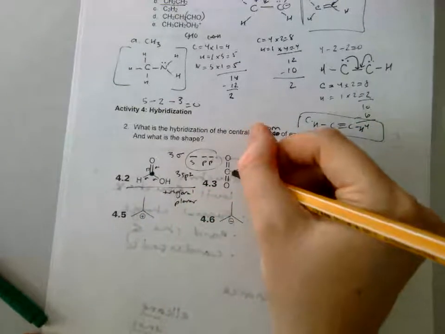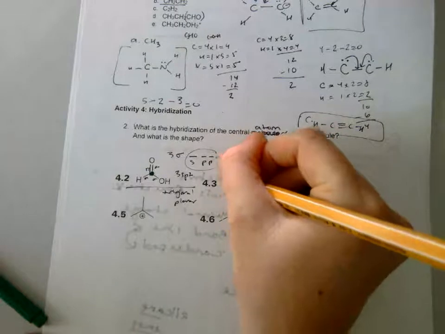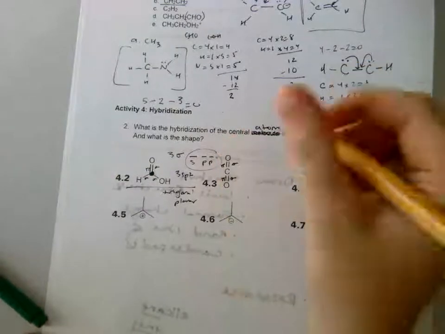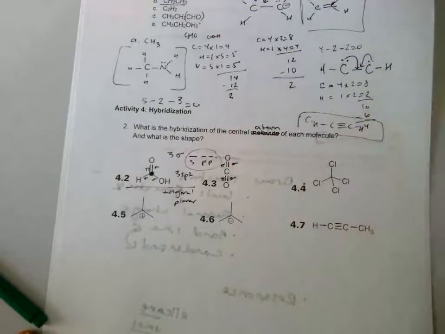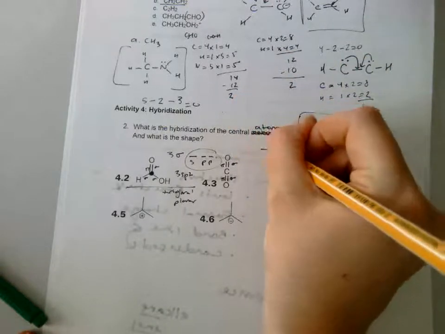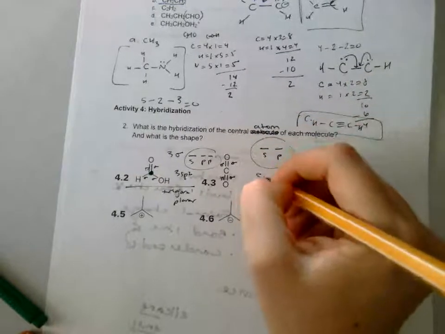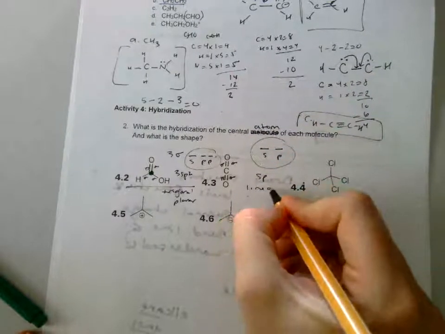Okay, and then right here, we only have 2 sigma bonds. This would be a pi, and this would be a pi. So these pi bonds are made up of overlapping p orbitals, so we need 2 hybrid orbitals to make up the sigma. So 2 hybrid orbitals would be 1s and 1p. So it's sp hybridized, and that shape is linear.